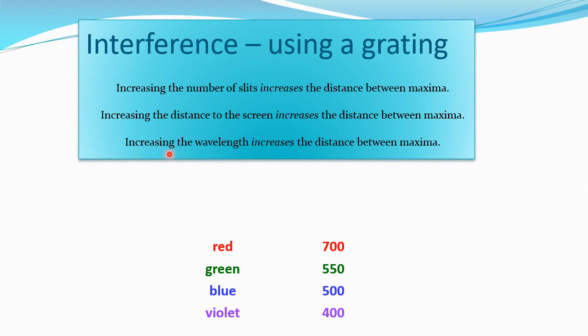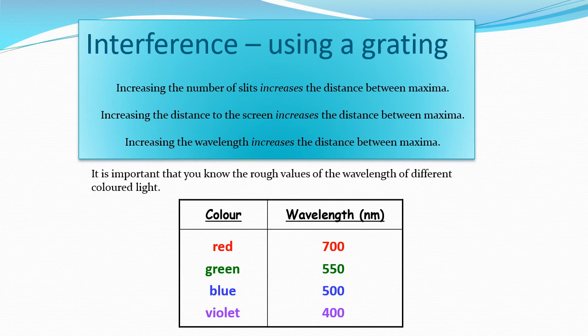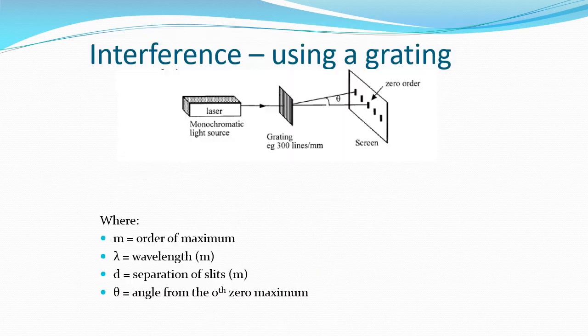The other thing we can do is increase the wavelength of the light actually going into the grating. That also increases the distance between the maxima. Now, you should know roughly the different wavelengths of different colours. Red and violet, if you can remember those two, then you're off to a good start. Red is roughly 700 nanometers and violet is roughly 400 nanometers. So please just remember that it does come into quite a lot of things.